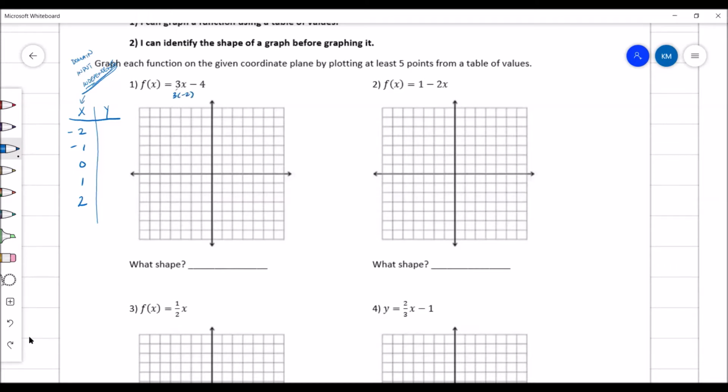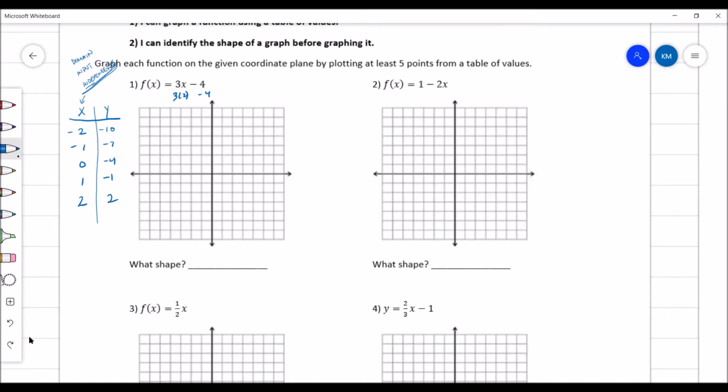So 3 times -2 minus 4 gives me -6 minus 4, -10. Then I'll do the same thing, except now I'm going to use -1. 3 times -1 is -3, minus 4, -7. Do the same thing with 0. 3 times 0 is 0, minus 4 is -4. 3 times 1 is 3, minus 4 is -1. And then finally, 3 times 2 is 6, 6 minus 4 is 2. And so I've made a table of values using this function rule.